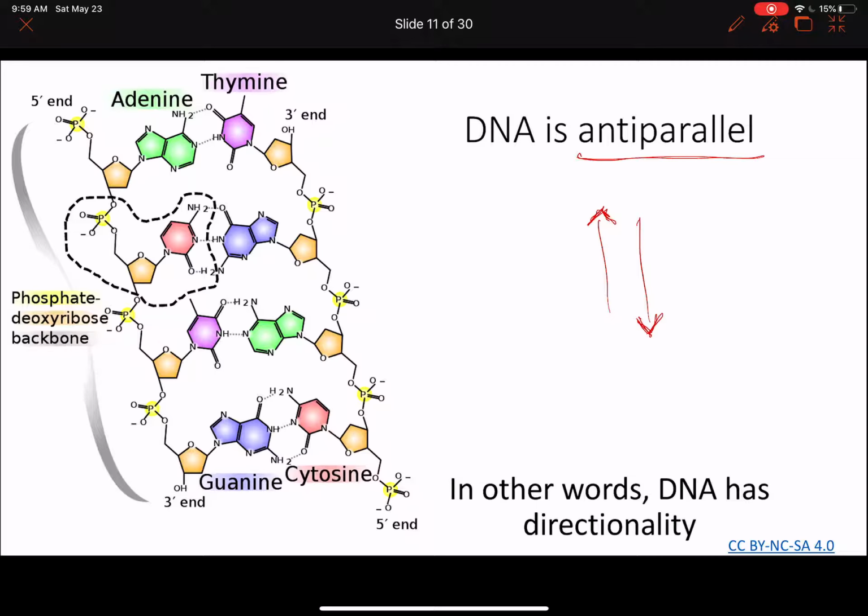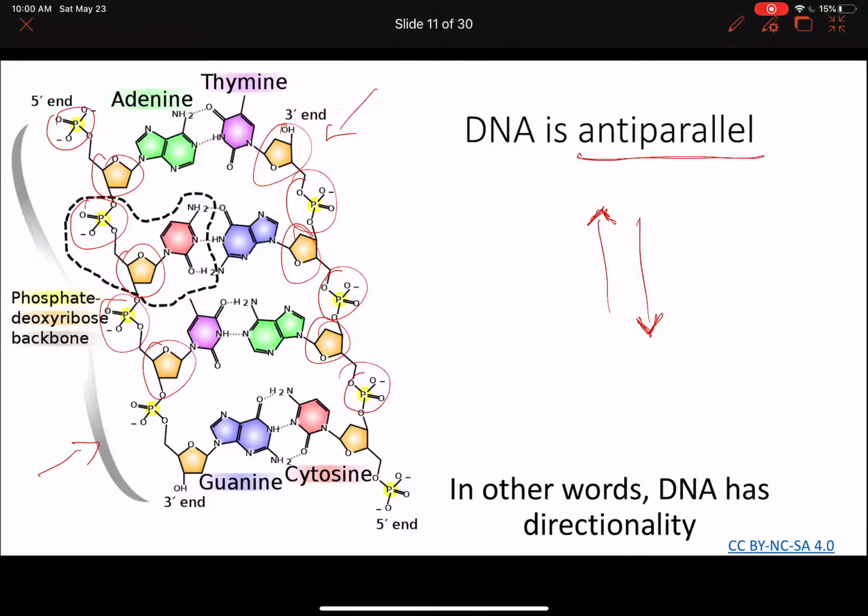But if you look at the orientation of the nucleotides themselves, you'll notice that on this strand, you've got the phosphate group, then a sugar, then a phosphate group, then a sugar, then a phosphate group, then a sugar. Whereas on this strand, you've got sugar, phosphate group, sugar, phosphate group, sugar, phosphate group. So they're actually in different orientations. And when we're thinking about directionality, we always think about DNA from the 5' to the 3' end. And so this strand is running in this direction, and this strand is running in this direction.